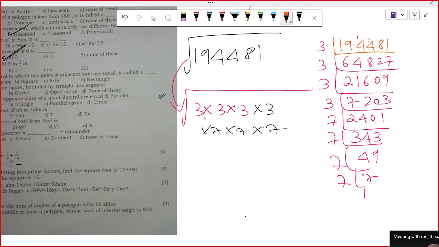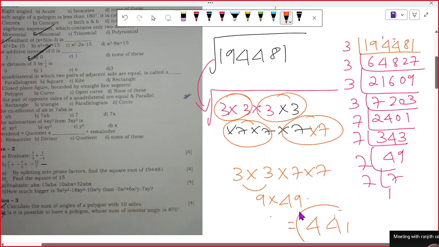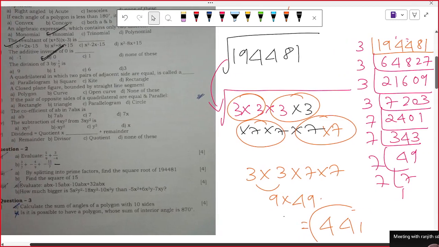Tell me how many numbers are there? How many numbers do we group? There are 4 3s, so we'll group it into 2 and 2. 4 7s, so 2 and 2. So 3 into 3 into 7 into 7, which is equal to 9 into 49, correct. 9 into 49 is equal to 441, sir. Good. All of you got 441? Yes, sir. 441. Such a big question.